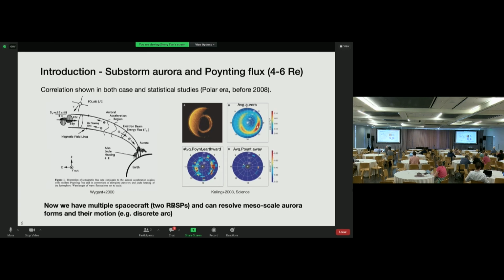But now we have more advanced spacecraft, and we have more spacecraft and more capable instrumentation to measure the waves. And we have more capable cameras to resolve mesoscale auroral structures and their motions. So I'll talk about an event where we have Alfvén waves in conjunction with discrete arcs.